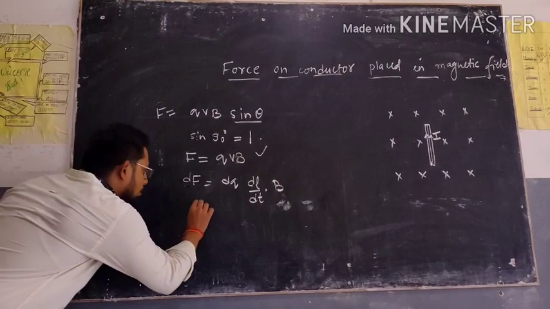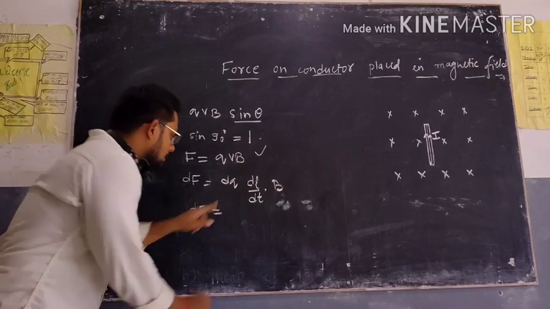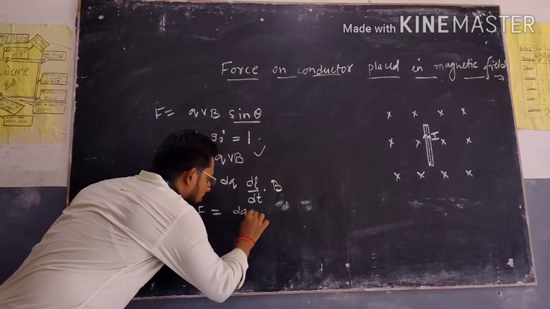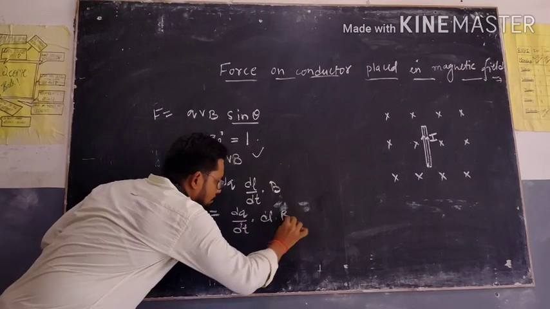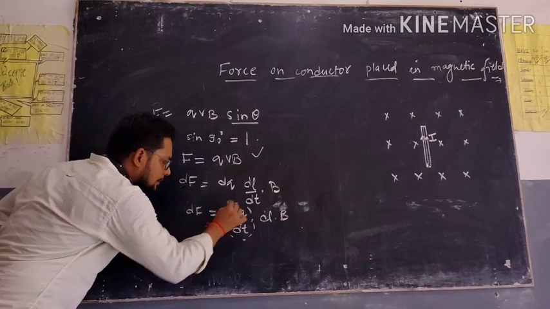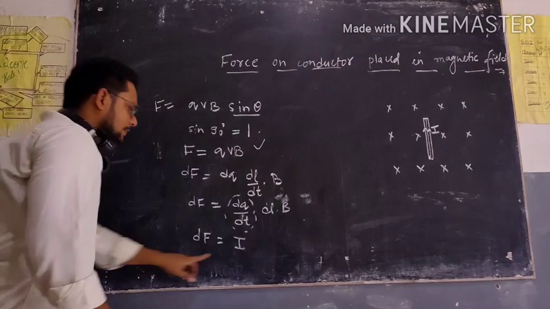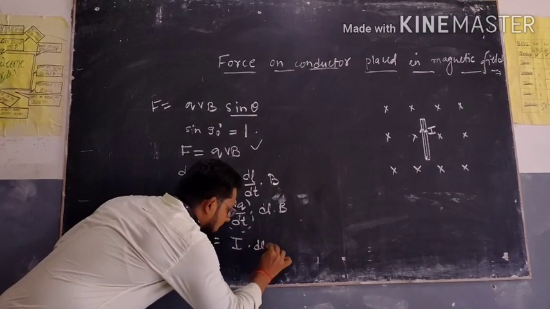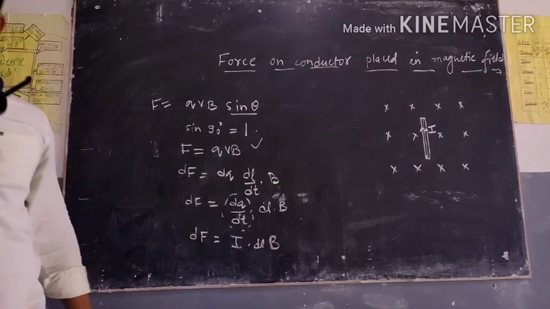Now, this whole term can be rewritten as dq divided by dt into dl into B. My dear students, what is this term? This term is current into dl into B. We can write in this format.